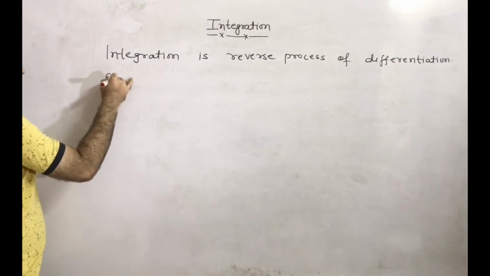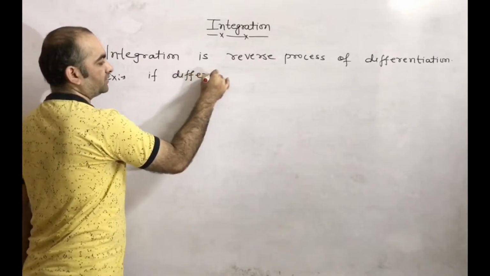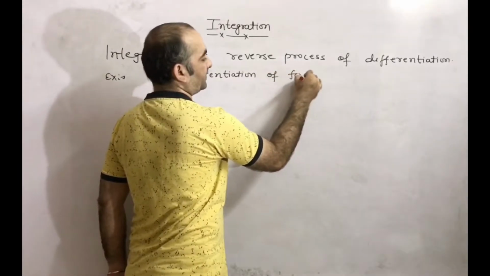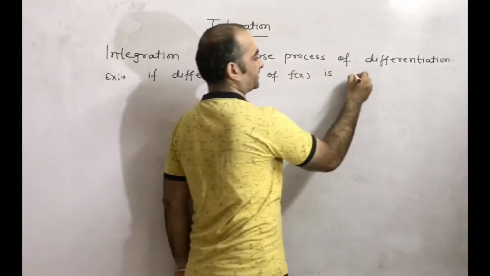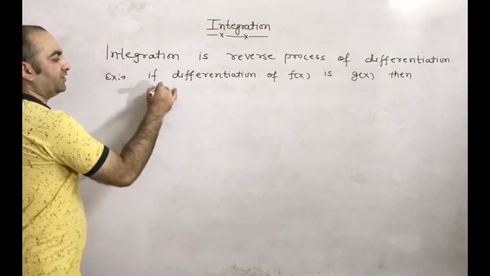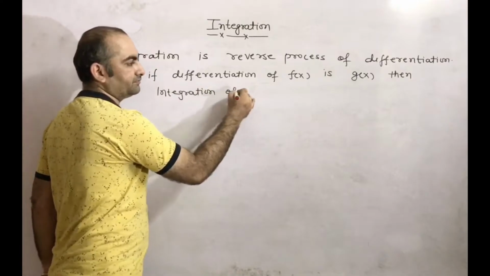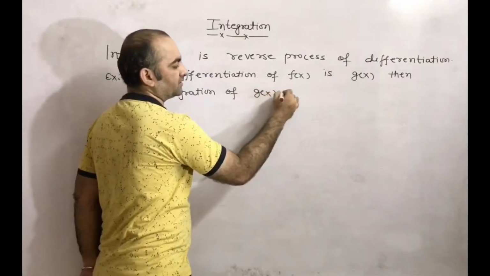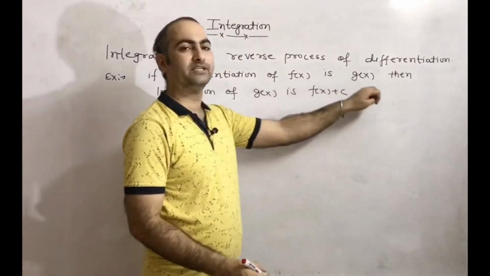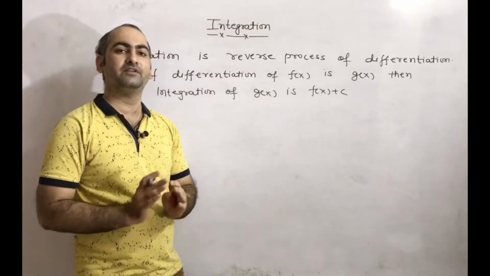For example, if differentiation of fx is gx, then integration of gx is fx plus c. Okay, differentiation of fx is what? Gx. Then if you integrate gx, you will get what? Fx plus c. Okay, we will not get an exact function, we will get a family of functions.